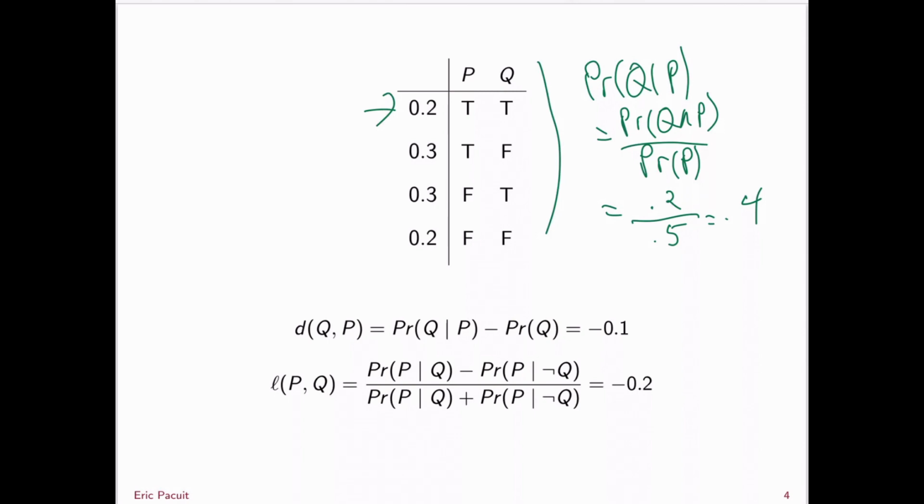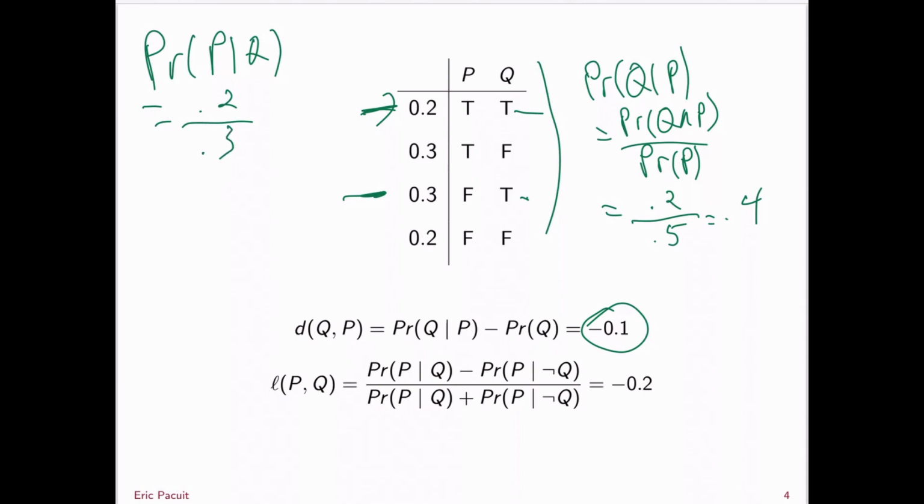What about the probability of Q? Q is true in the first row and the third row, so that's 0.2 plus 0.3, that's 0.5. 0.4 minus 0.5 is negative 0.1. What about L of P Q? So the probability of P given Q is equal to, so again, that's the probability of P and Q, so that's 0.2 divided by the probability of Q, and Q is true in the first row and the third row. That's 0.2 plus 0.3, so that's 0.5. So this is equal to 0.4. So that's the probability of P given Q.